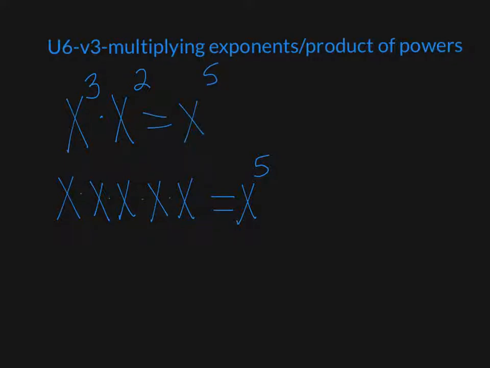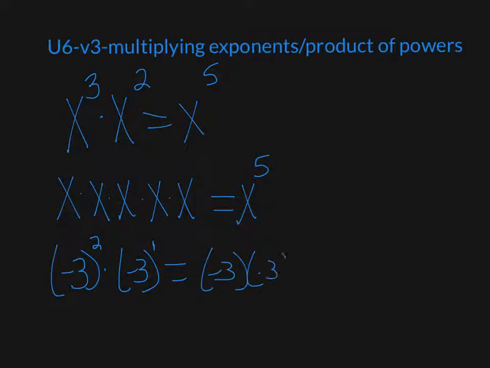All right, so let's try it with a number. Same thing works. If I have negative 3 to the second power times negative 3, now this negative 3 doesn't have an exponent, so it's a 1. If I write it out, this one tells me I have 2 negative 3's, and then I have 1 here, another one. If I combine them, I now have 3 of them. Some of you can sort of see what the shortcut is.